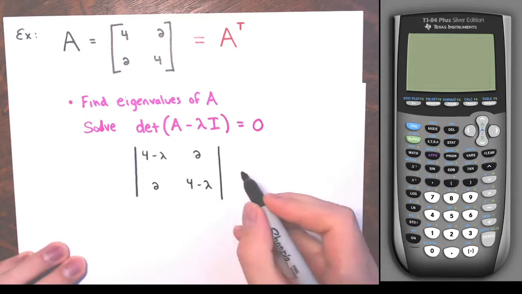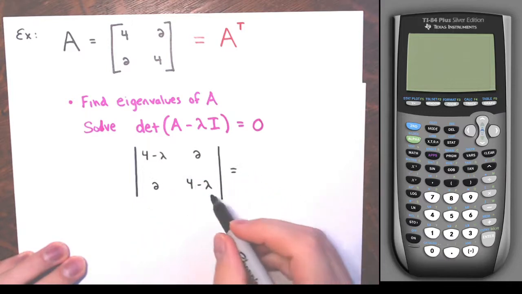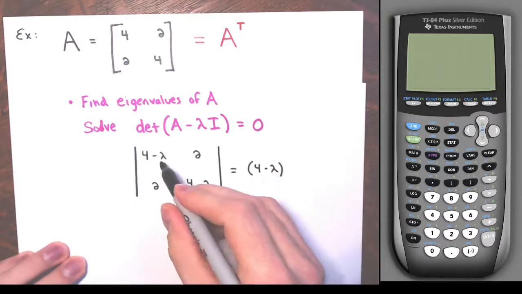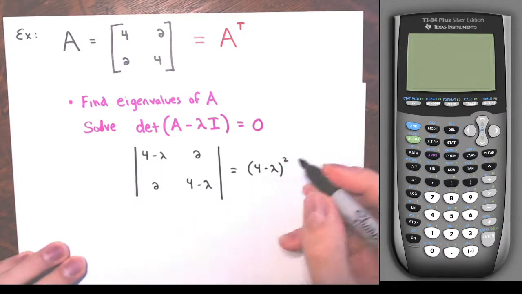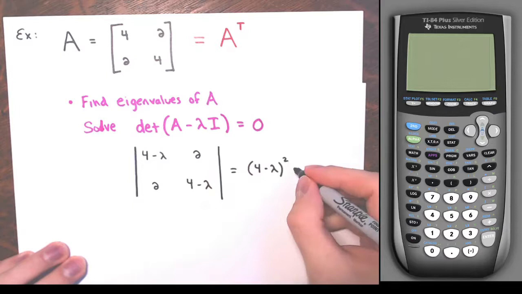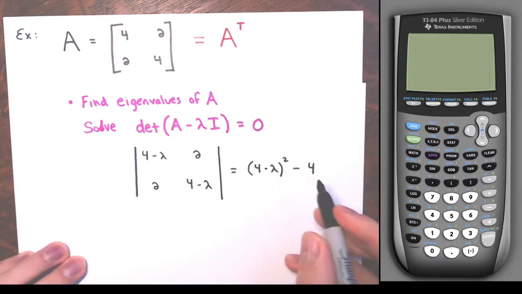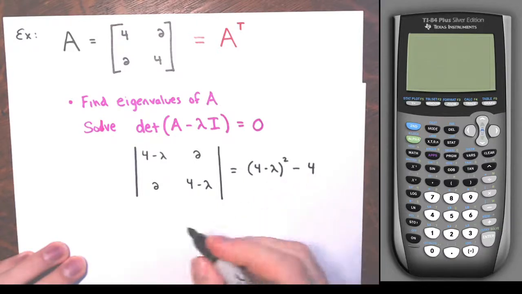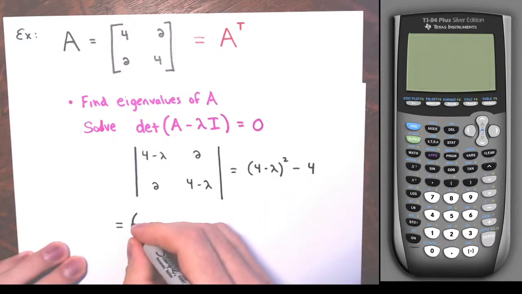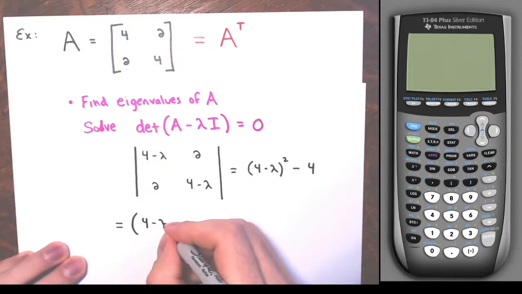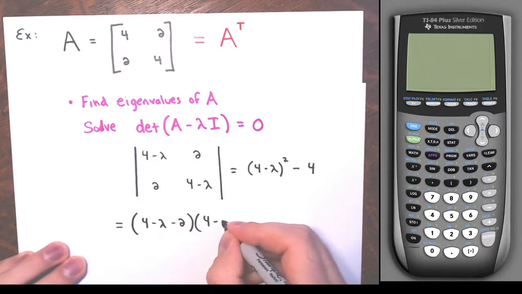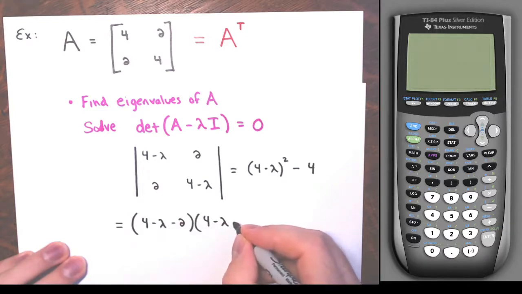And what is this determinant? This is 4 minus lambda times 4 minus lambda again, since this is a 2 by 2, and then minus 2 times 2. What I have here is a difference of squares: 4 minus lambda squared minus 2 squared. So I can factor this as 4 minus lambda minus 2 times 4 minus lambda plus 2.